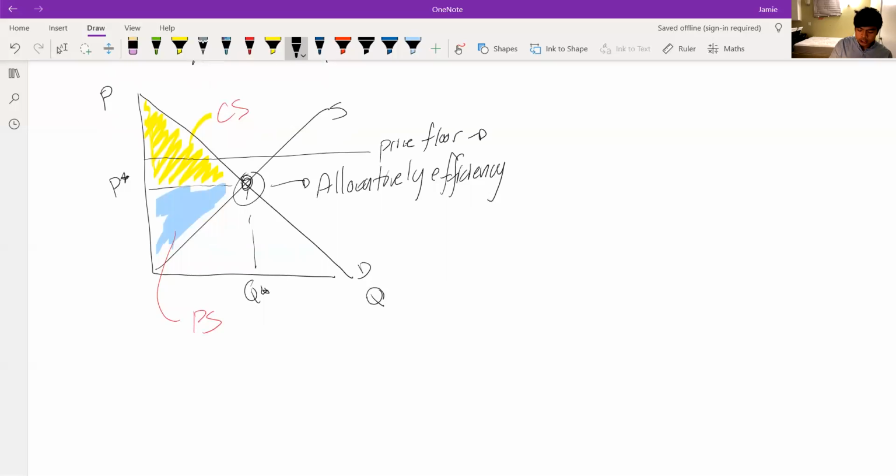A price floor leads to surpluses because if the minimum price is higher than the equilibrium price, producers want to produce more, but consumers don't want to buy as much because it's a higher price. So there's a surplus.